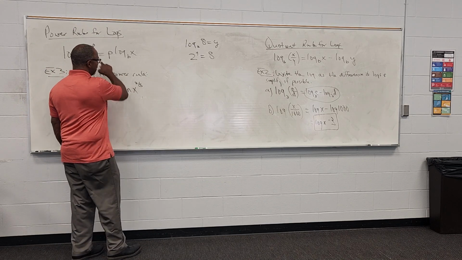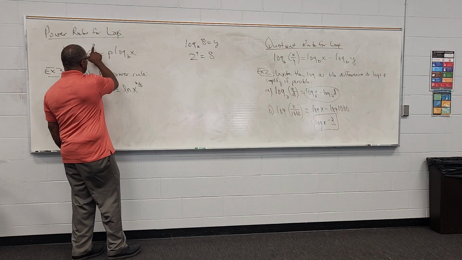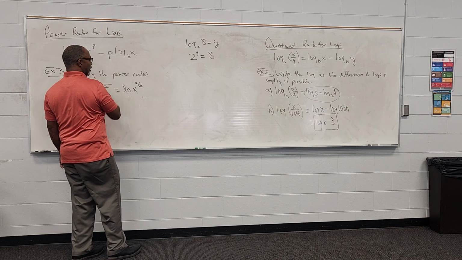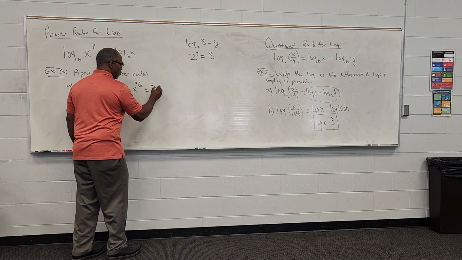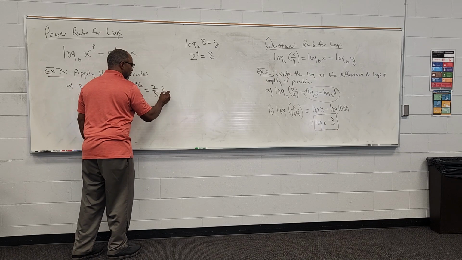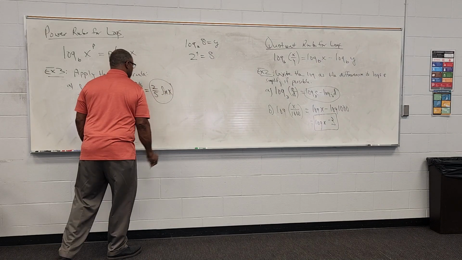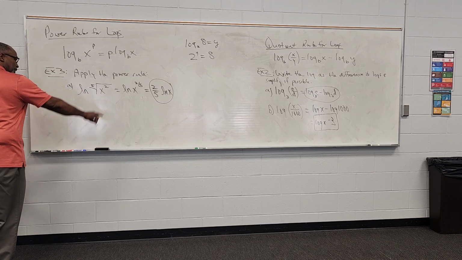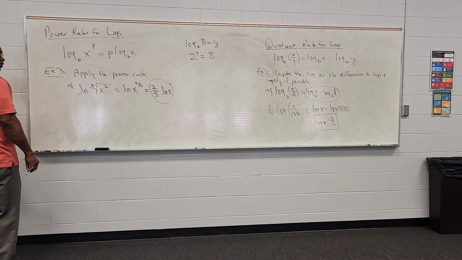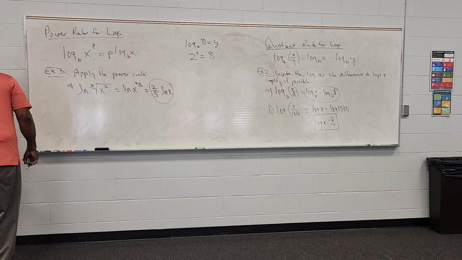And now I can apply this rule. I can't apply this rule until I have this form: log of something to a power. So now I've got that. Log of this thing to that power. Well, according to that rule, the power comes down, and I'll have 2/5 ln of x. So there's that rule. And again, x is positive. You can only take the log of positive quantities.